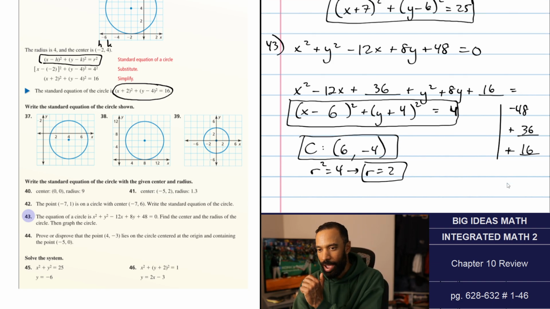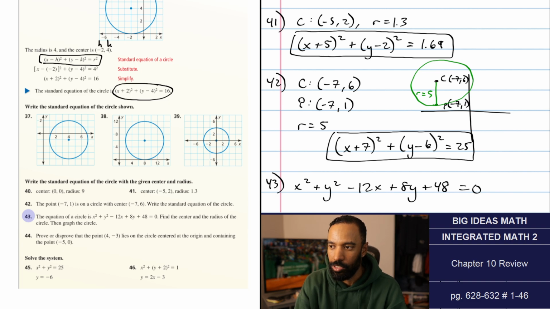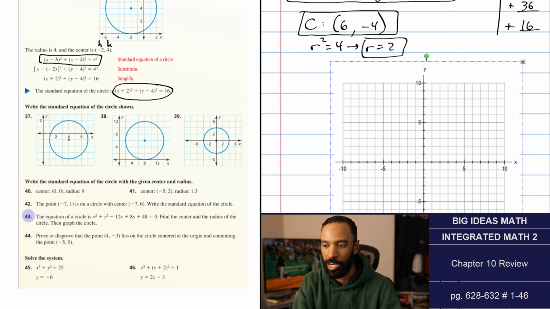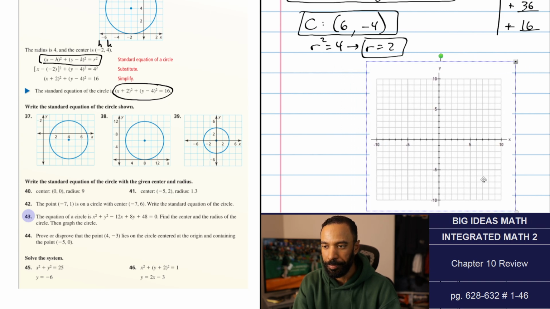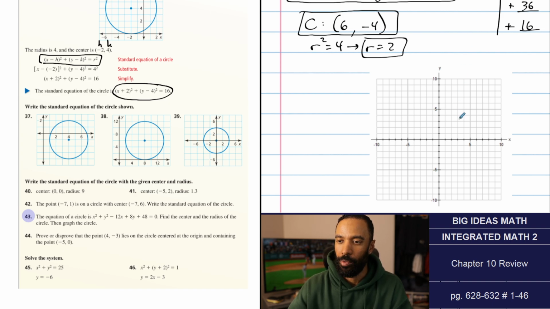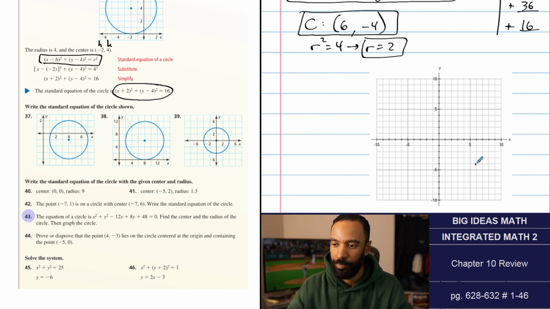They do ask you to now graph this thing, and if I did graph it to begin with, without them asking this information, I would have obtained that information anyway. I would have done all this stuff. I would have done standard form. I would have pulled out these numbers, and I would have graphed, and here we go. 6, negative 4 is the center. It's not technically the circle. The circle is the radius.